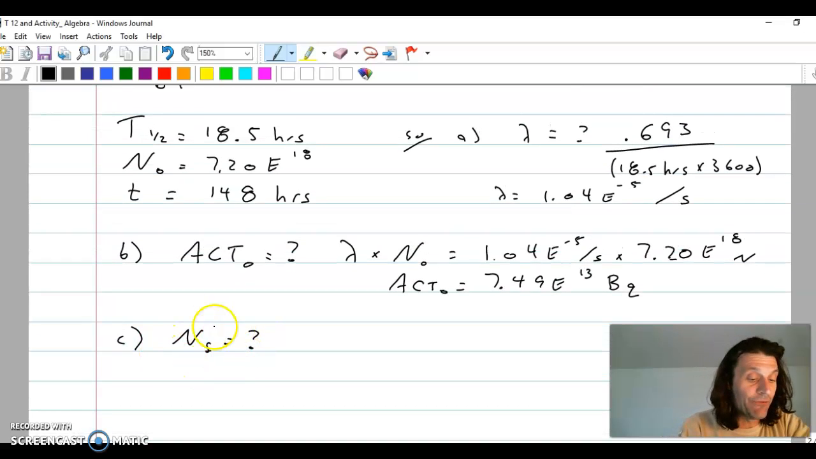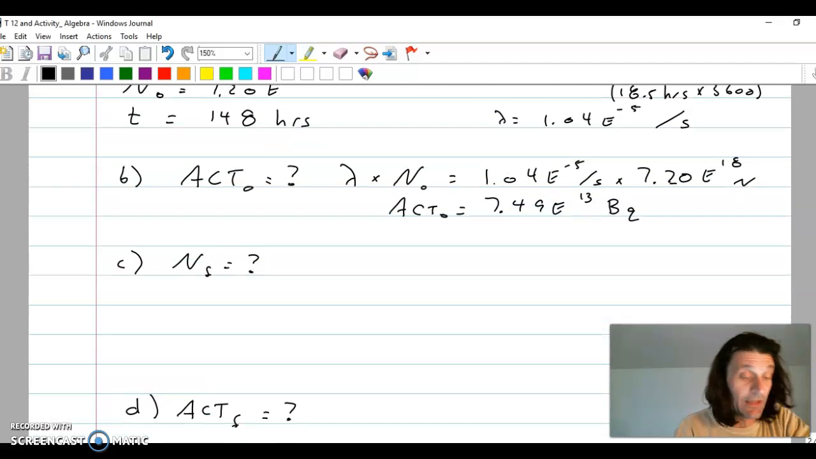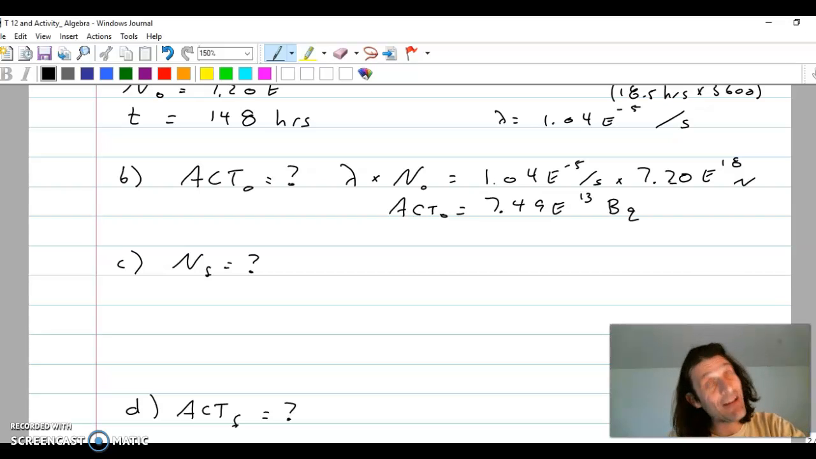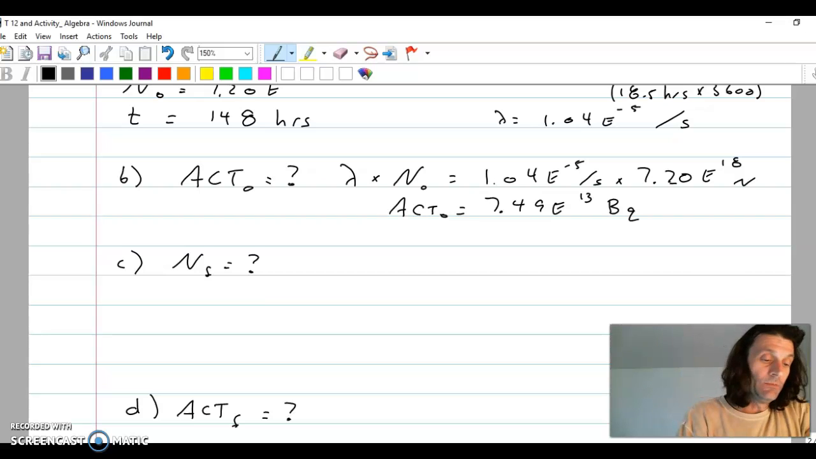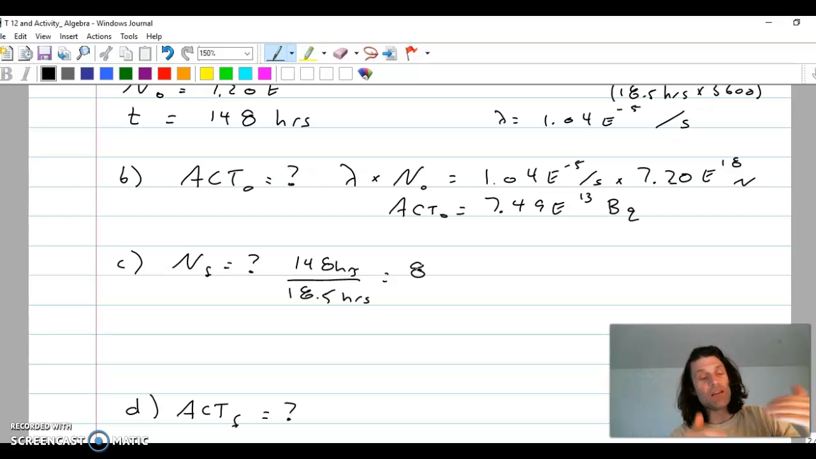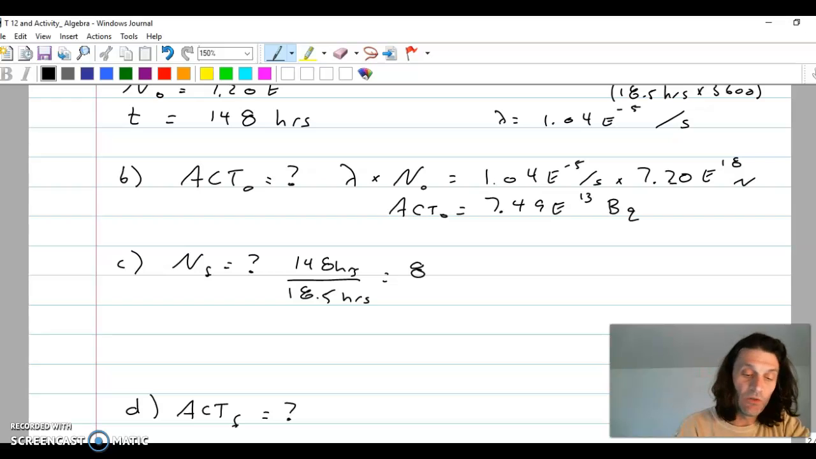The N_f, the final amount, well, after 148 hours, how much is left? Well, the first thing you've got to find out is how many half-lives. How many times do you have to halve it? So it was 148 hours, right? And the half-life is 18.5 hours. And if I divide those two, I get the number 8. For the most part, these will be nice, even exponents of 2. They're usually pretty nice to you. So you're going to slice this sucker in half 8 times.